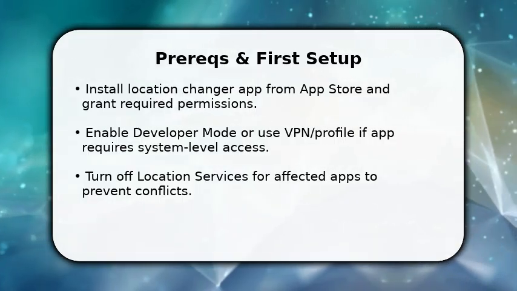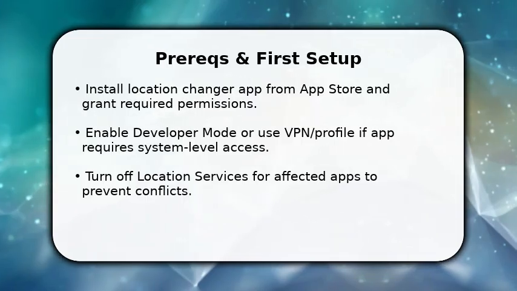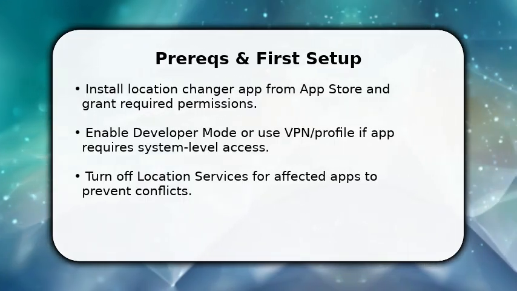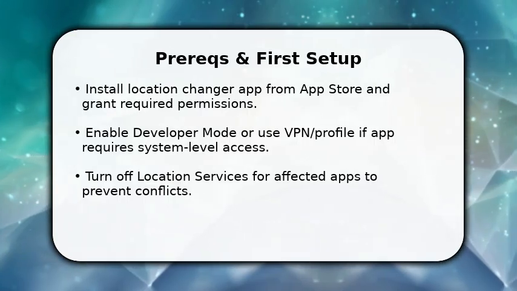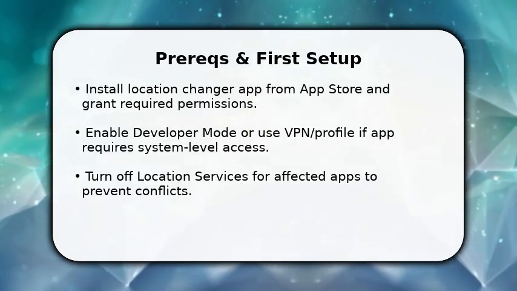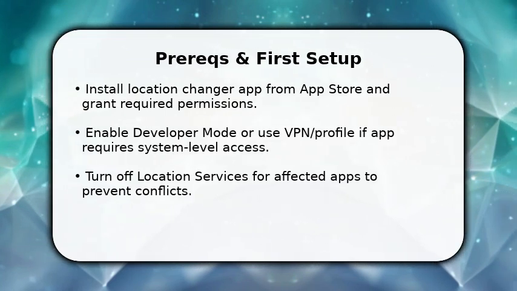Once done, disable native location services for the target app to avoid conflicting signals. Make sure your iPhone is charged and on Wi-Fi if the app needs map downloads. This gets you into the actual spoofing workflow.